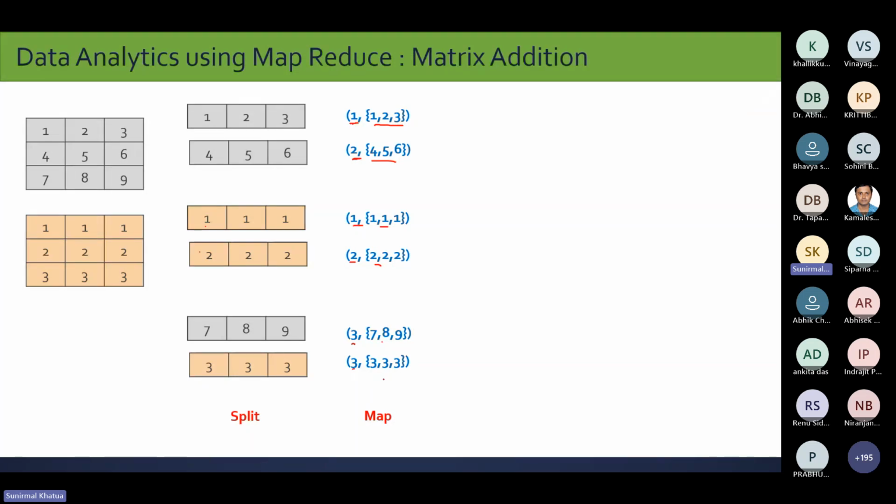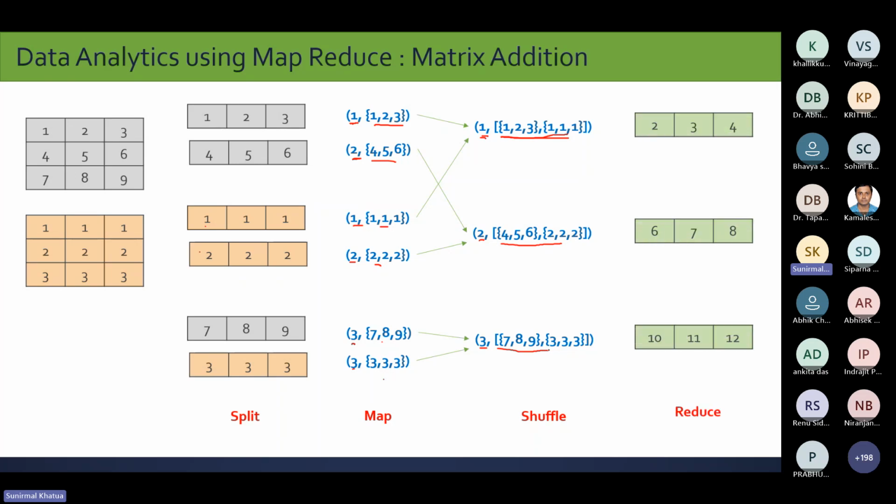Obviously, after shuffling, wherever there is a 1, the reducer will get 1 and the corresponding rows where it is present. So shuffling does that. Similarly, this reduce will get 1 as the key and these two sets of values. This reduce will get 2 as the key and these two sets of values. And the third reducer will get 3 and this set of values. And now it has become very easy for the reducer to add element by element to compute the first row, second row, and the third row of the resulting matrix.